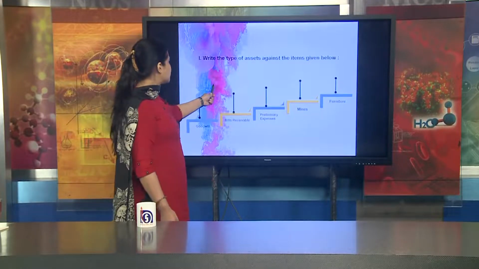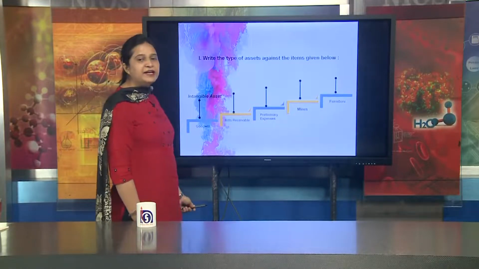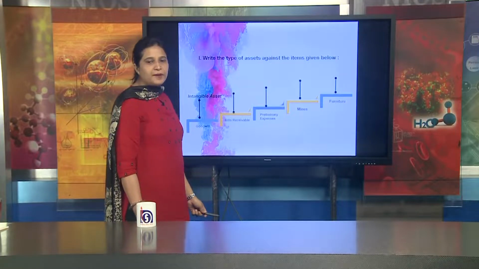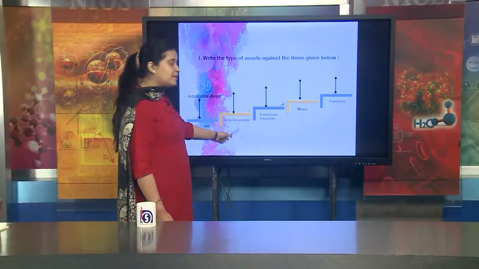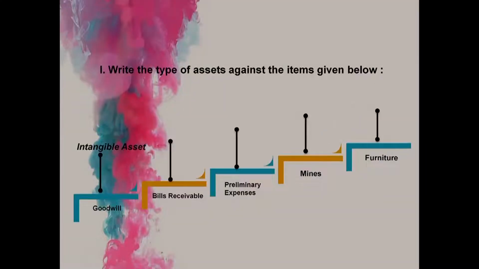Okay, so goodwill is an intangible asset. And then next is bills receivable. If we talk of bills receivable, it is a current asset because it can be easily converted into cash. Then if we talk of preliminary expenses, it's a fictitious asset, and mines are wasting assets.